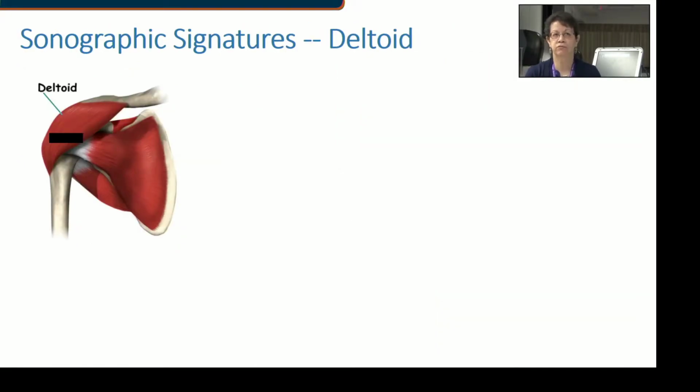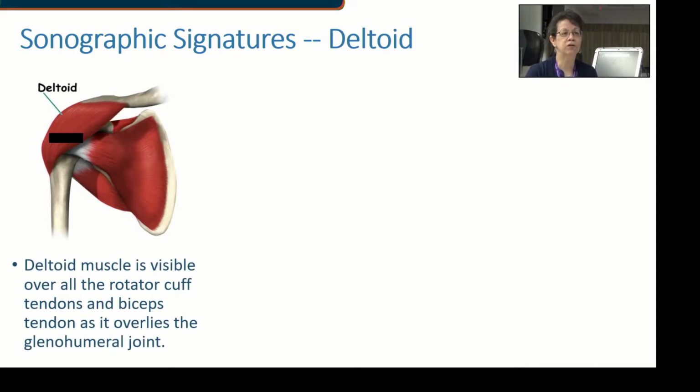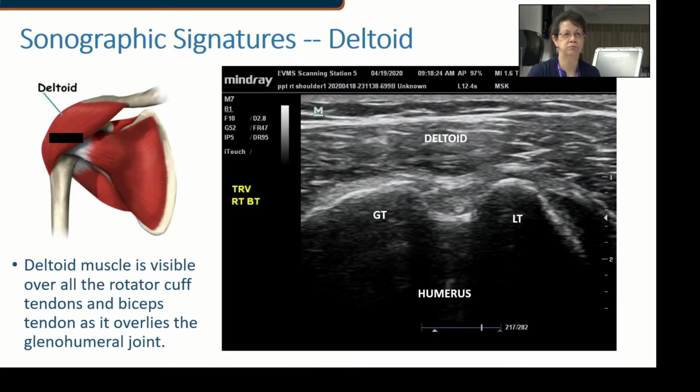So let's talk just for a moment about the deltoid, and then we're going to move to the machine and show you how we can acquire those images. So the deltoid, as you see, is going to overlie the entire rotator cuff muscles and tendons, and the biceps tendon as it overlies that glenohumeral joint. The black bar on there is showing you approximately where the probe marker is for this particular image. And so you can see the muscle tissue overlying the humerus in this case.